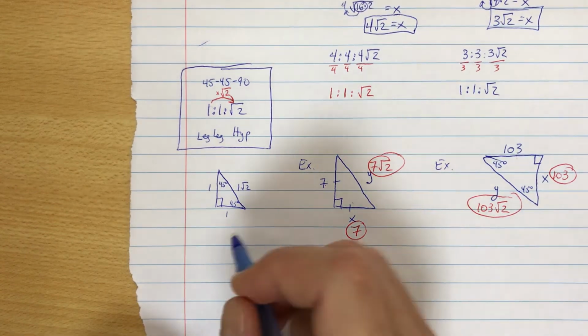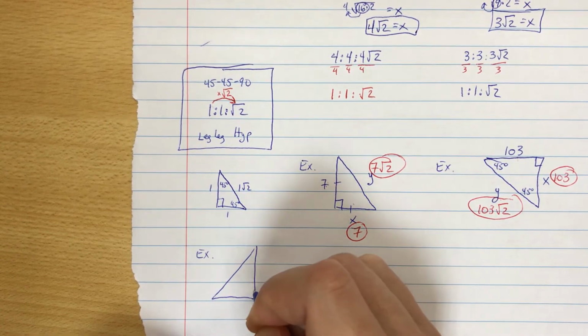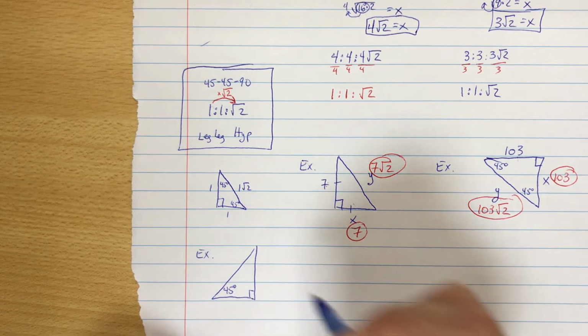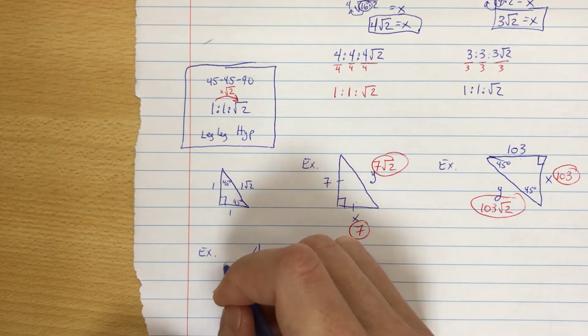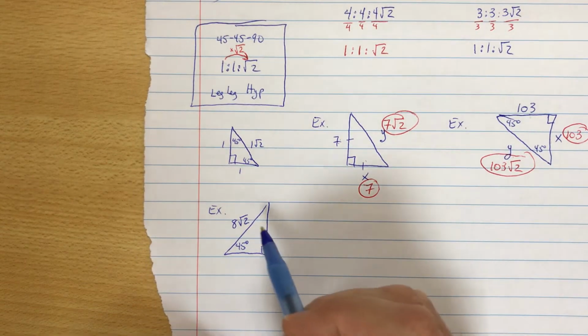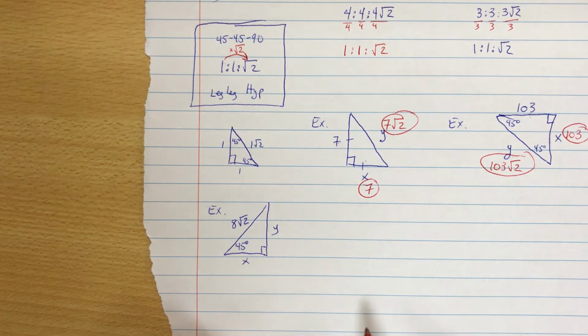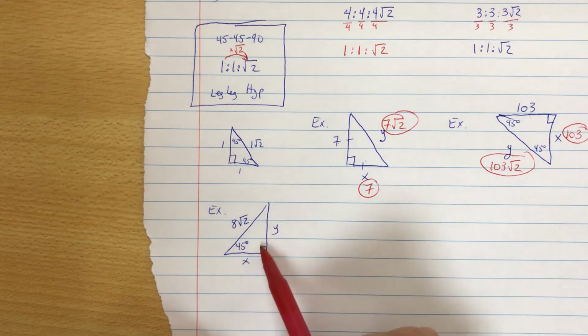All right, what if, let me change it up here. Let's say we have a right triangle, 45, 45, 90. Let's say that the hypotenuse is 8 square root 2. So this time I'm going to give you the hypotenuse. Here's x and here's y. Now we have to identify it's 45, 45, 90, and it is right there.